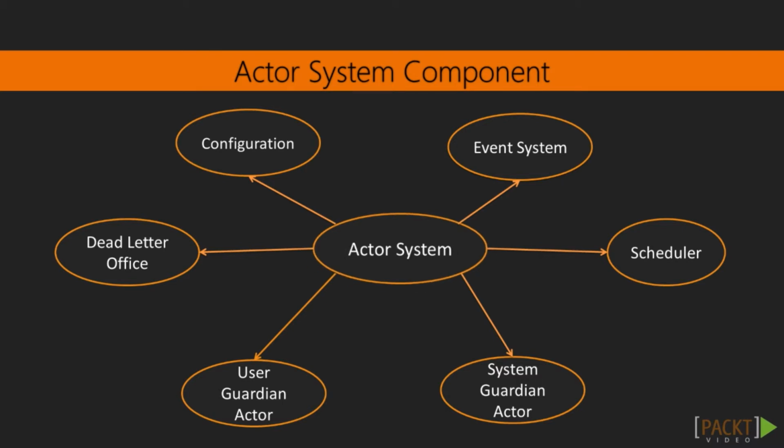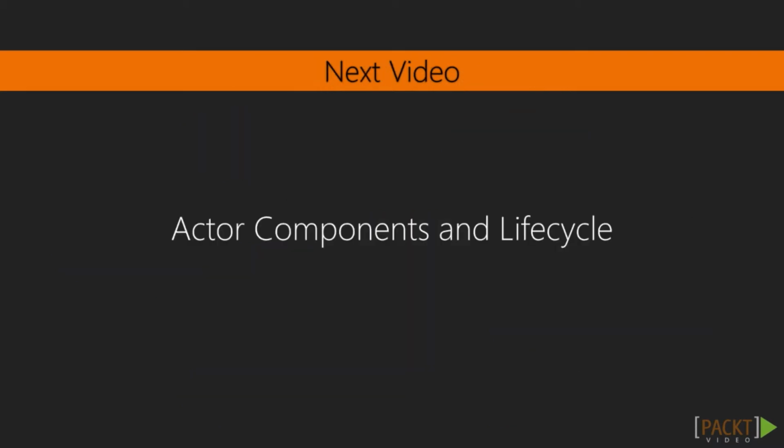The part of the actor system with which we've interacted mostly has been the user guardian. The user guardian is the parent for the actors we create from actor system, which watches and takes care of them. To summarize the concepts of this video, we have talked about actor system, its components, and the hierarchical structure for actors. See you in the next video, Actor Components and Lifecycle, where we will introduce how Akka uses several components that work together to deliver the actor experience.